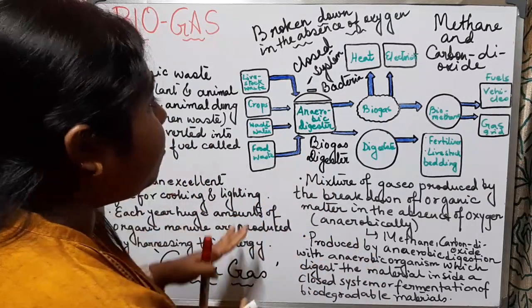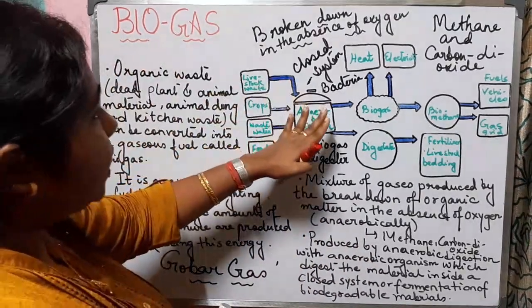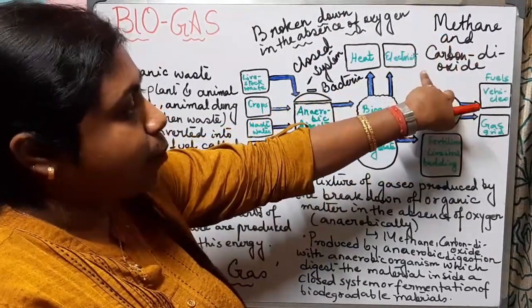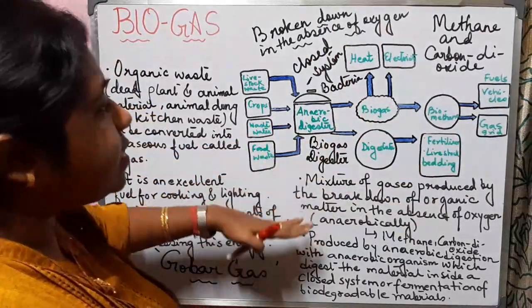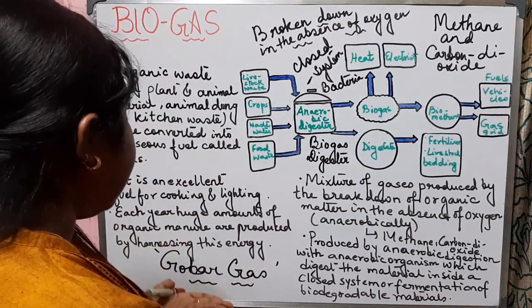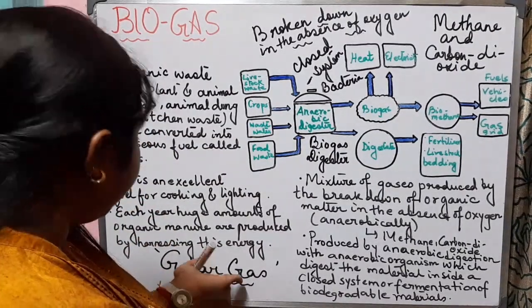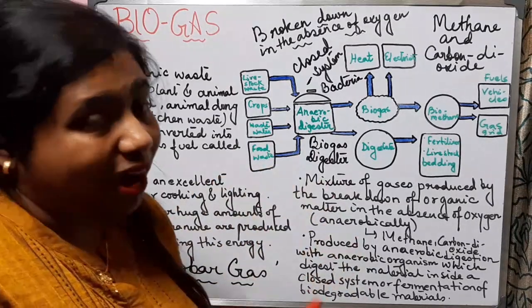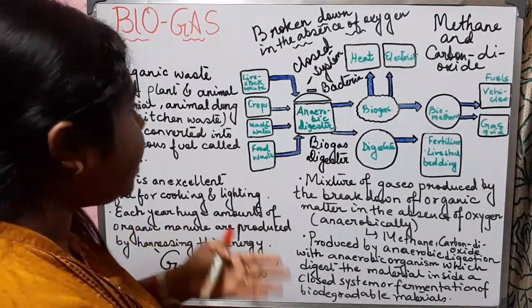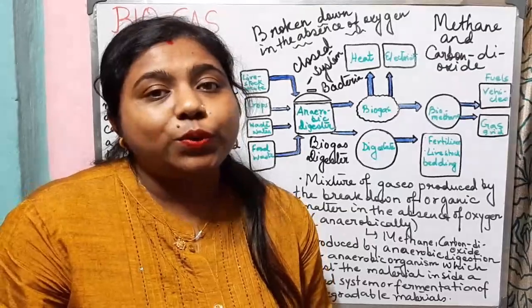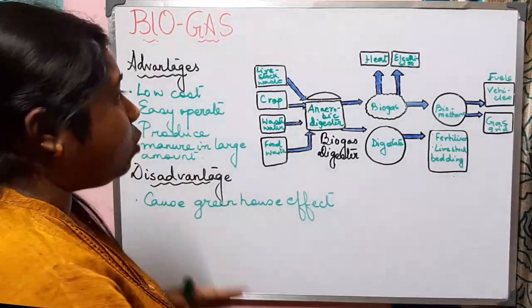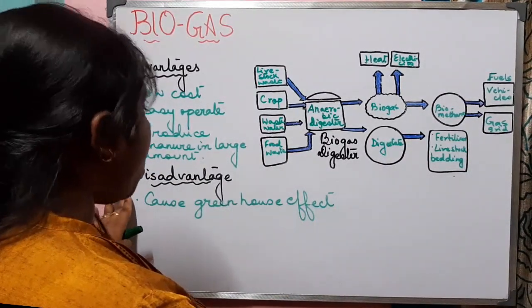So what we read about is what biogas is, how we obtain biogas, which are the two primary gases that are produced, that is methane and carbon dioxide, and we can say that biogas is a mixture of methane and carbon dioxide. And also we have learned that the other name of biogas in India is gobar gas. In rural India, biogas is widely used, and each year a huge amount of organic manure is produced by harnessing this energy. Now let us know the advantages and disadvantages of biogas.